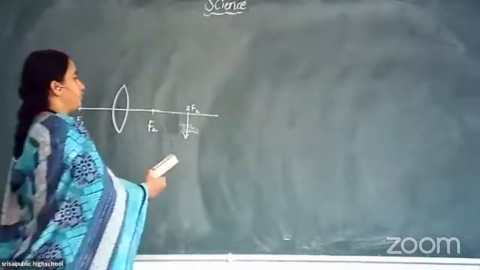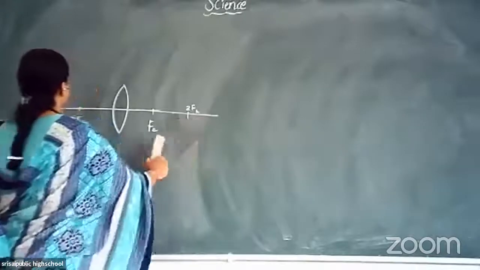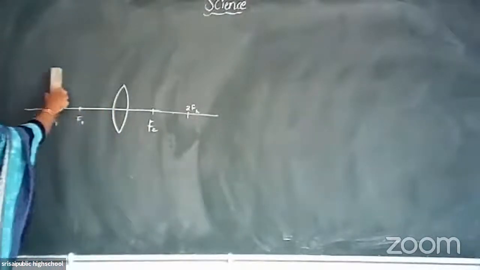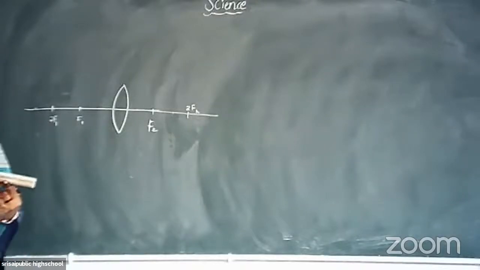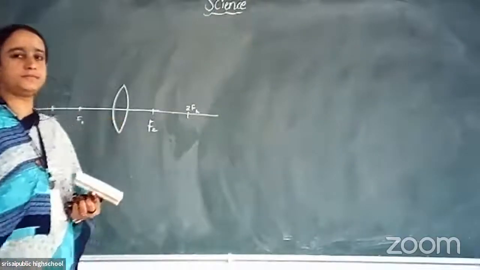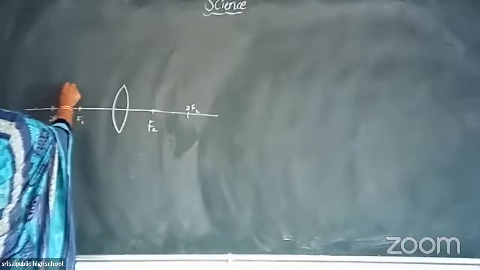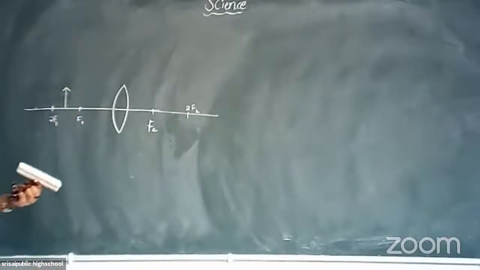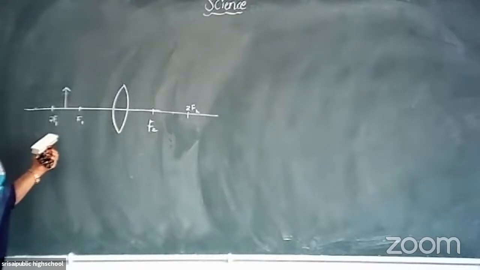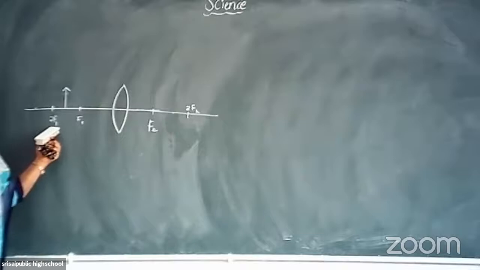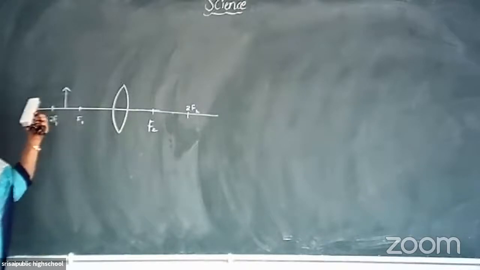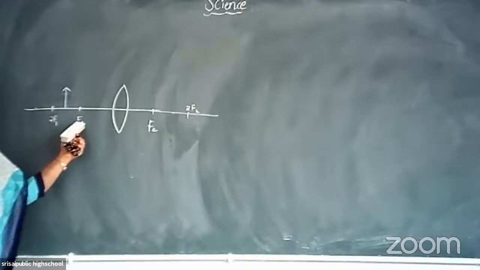Now the next position, where you are going to imagine the object. Bring it further closer to the lens. Now you are going to keep the object between, yes, between F1 and 2F1, or 2F1 and F1.